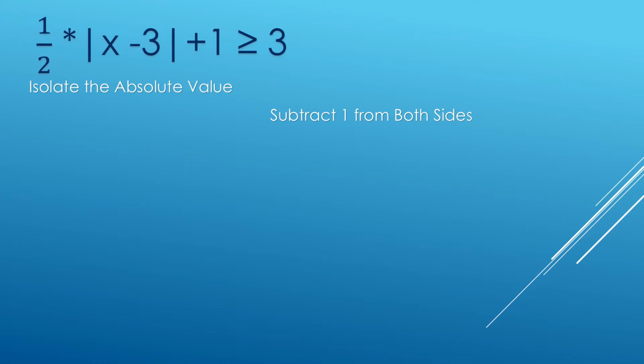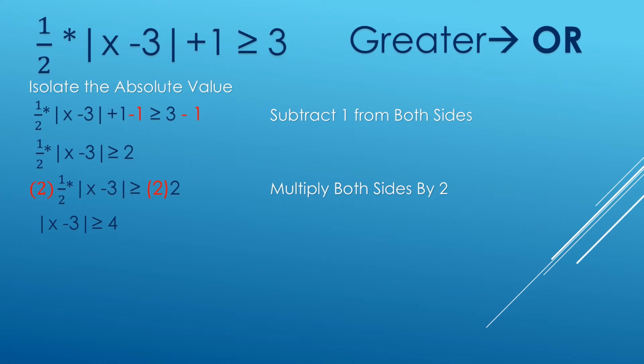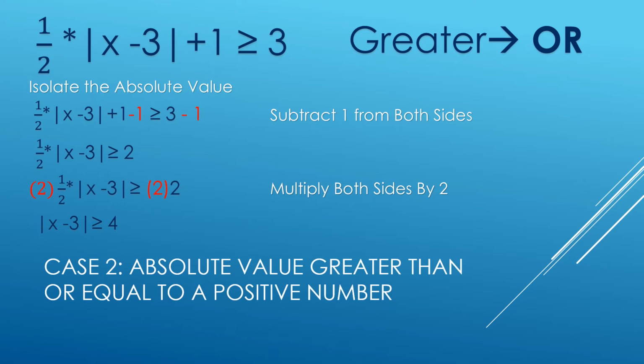To do this, we'll subtract 1 from both sides. Okay, that simplifies to 1/2 times the absolute value of x minus 3 is greater than or equal to 2. Next, we'll have to multiply both sides by 2. And that simplifies to the absolute value of x minus 3 is greater than or equal to 4. Okay, this is greater, so it sounds like or, it's going to be an or statement. So that's case 2, the absolute value greater than or equal to a positive number.